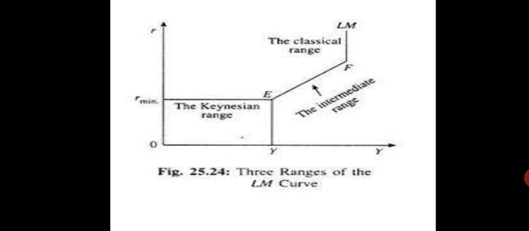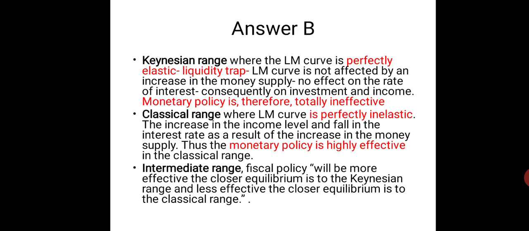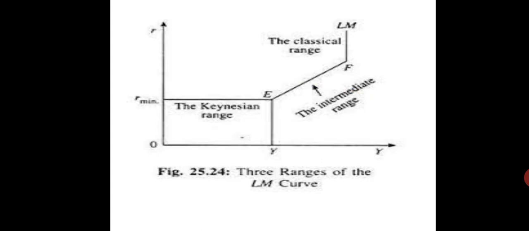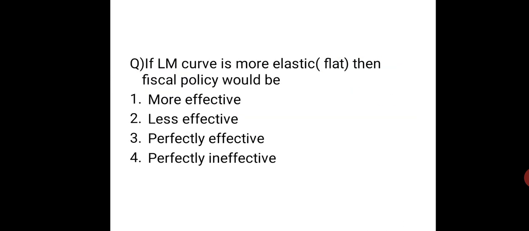If a point is closer to Keynesian range, then fiscal policy will be more effective. And if a point like F is closer to classical range, then monetary policy will be more effective. Okay, this is what I have explained here. For LM curve, it's perfectly elastic for Keynesian range. That is why it is flat. That is why it's showing liquidity trap. Classical range of LM curve is perfectly inelastic. That is why it is vertical to the y-axis. Okay, answer will be B.